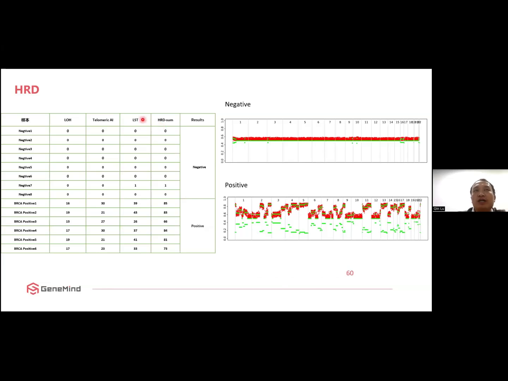And for HRD, we validated some BRCA-positive samples. We could see that the BRCA-positive samples all had very high HRD scores, or were positive. Here is an example of a positive and here is an example of a negative. So all the HRD positives caused by BRCA could be properly detected.